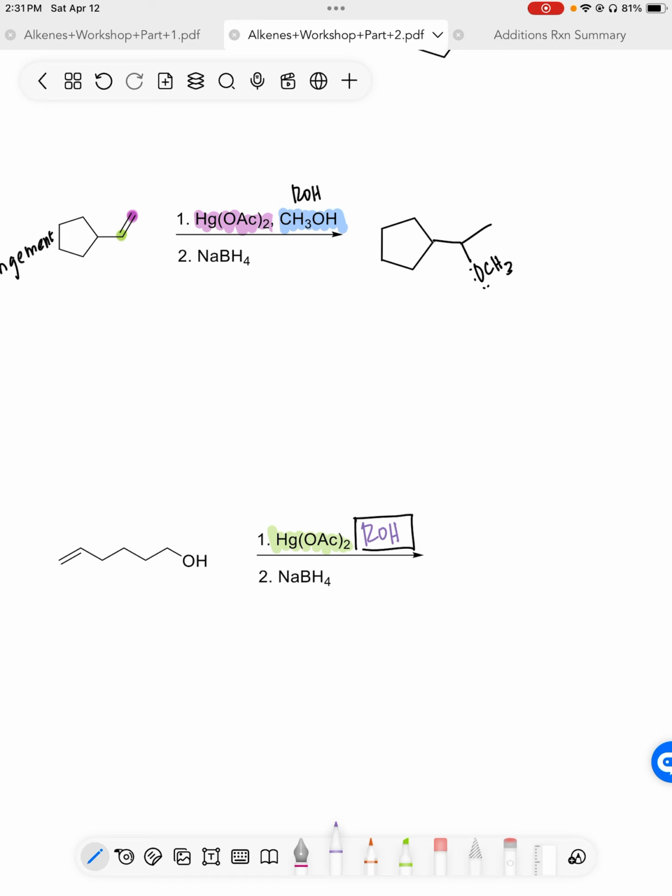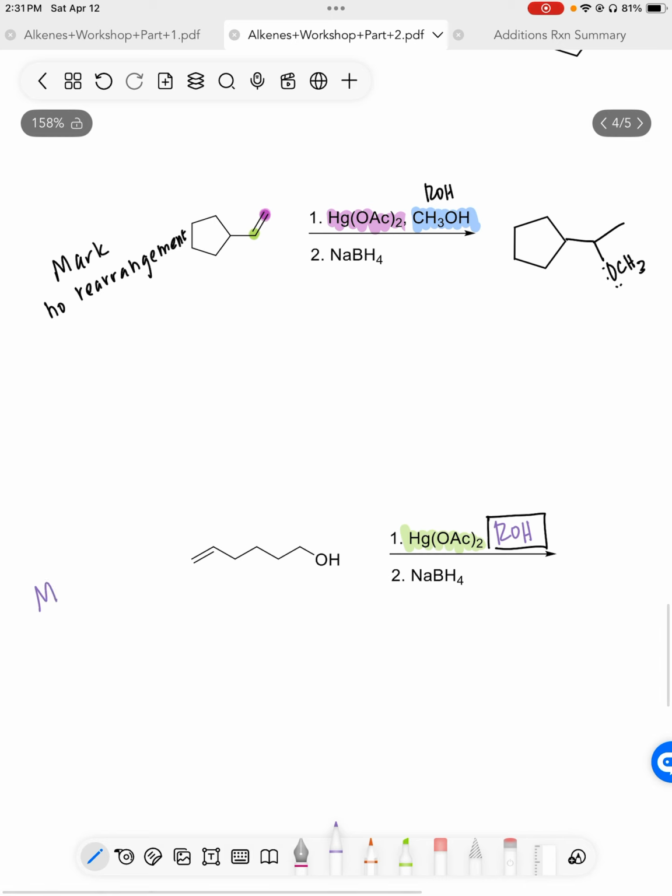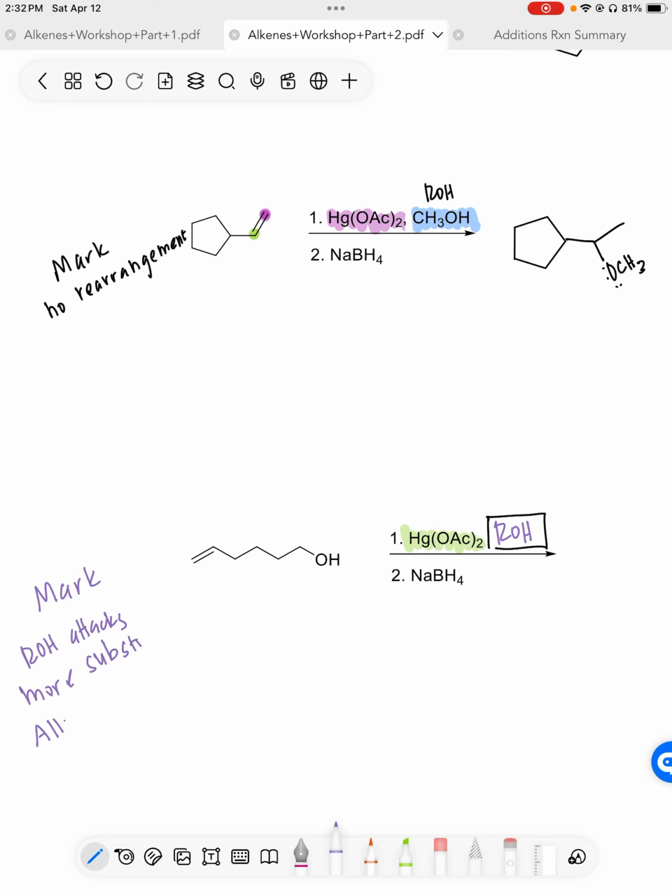So what happens is it's Markovnikov. So we know it's going to attack the more substituted. The alcohol, the ether, is going to attack the more substituted. So let's put ROH attacks more substituted alkene carbon. Didn't even finish that word.